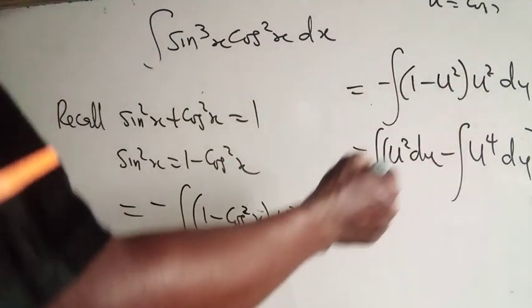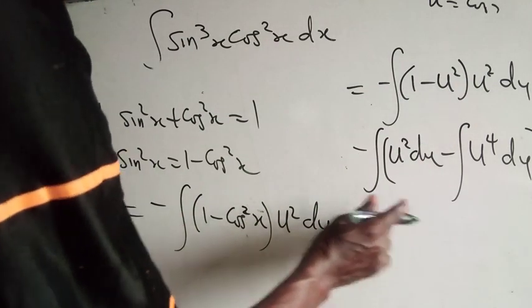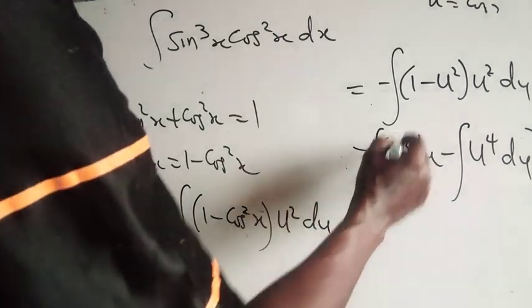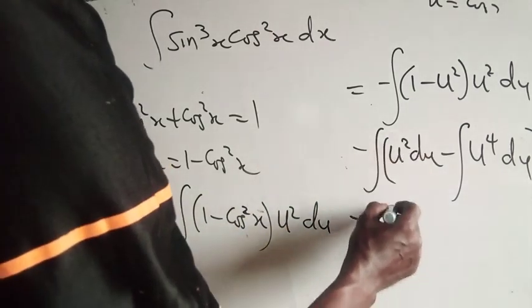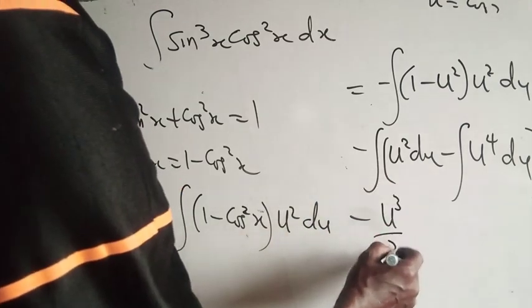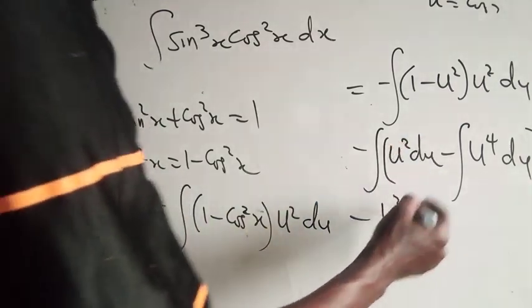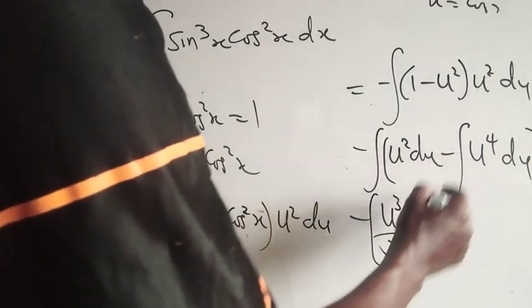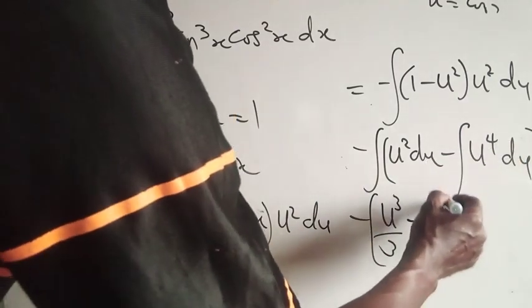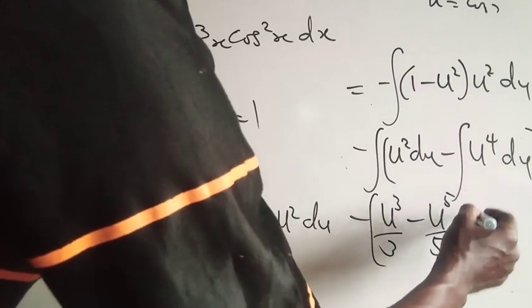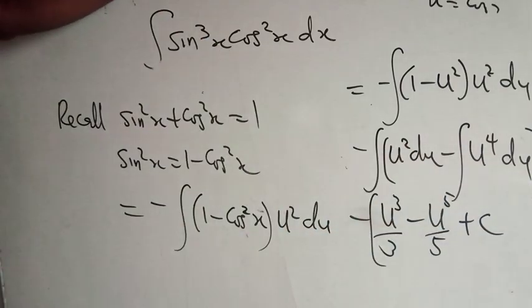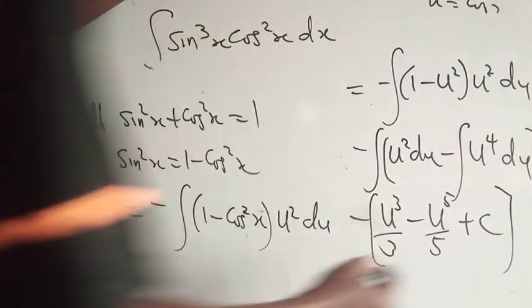So this one will be what? When you open up, you have minus integral. Let's integrate first. This one will be u raised to power 3 all over 3, because you have to add 1 to the power. Then, don't forget it's outside. Minus u raised to power 5 all over 5. Then plus c. Please, are we following? I hope you are not confused there.